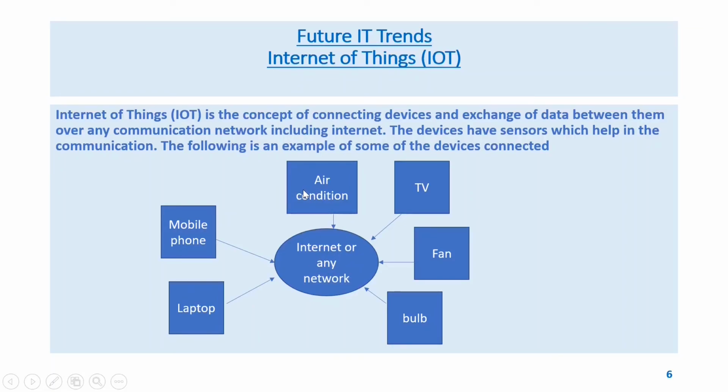Like household items like air conditioning, TV, fan, bulb, and then laptops, mobile phones. So any of the devices can have sensors and can be interconnected and any of the data that is required by other systems can be exchanged over the internet or any network.